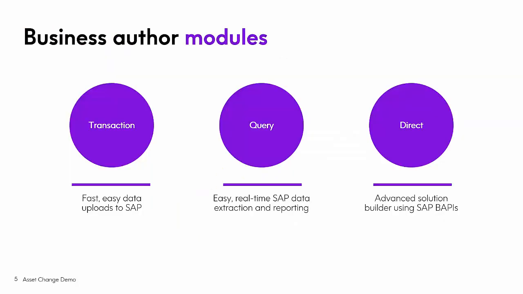Studio includes three modules for building your solutions. Transaction is used for recording and automating SAP transaction codes. Query is used for extracting data from SAP tables, and Direct has the ability to use BAPIs or remote-enabled function modules. For this demonstration, we'll be focusing on Transaction.